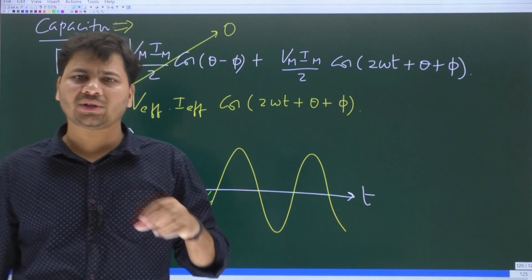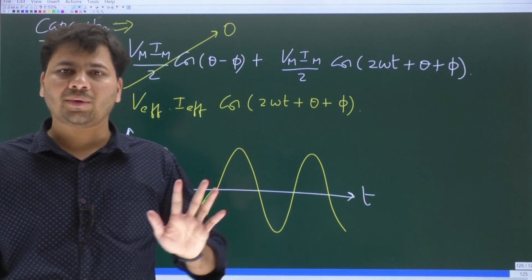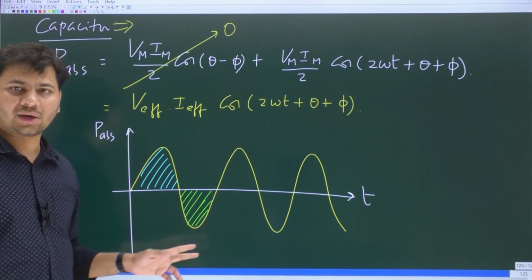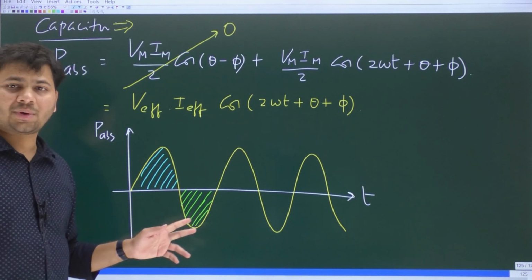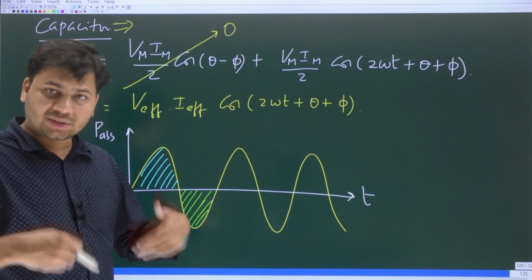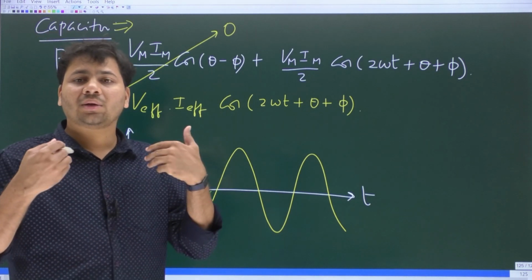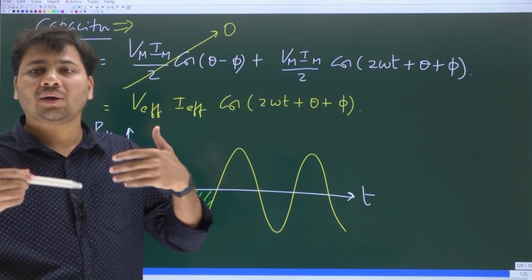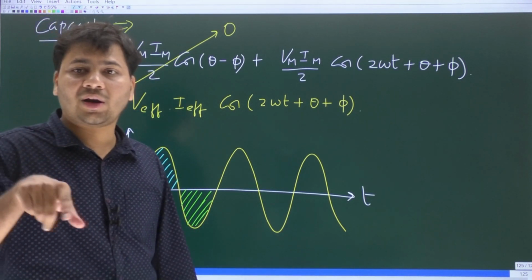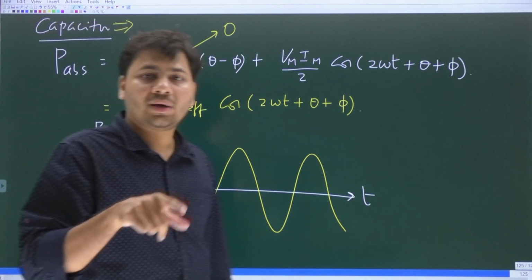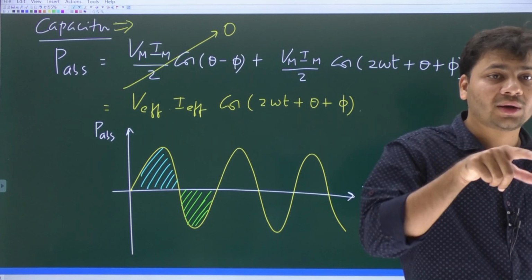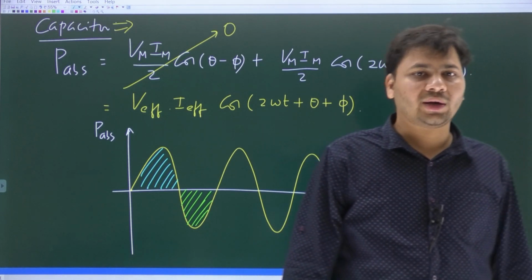In general, active means any element that can deliver or supply power. So here, during the negative half cycle of this waveform, power absorbed is negative, which means the cap is actually supplying power. But still we call the capacitor a passive element. So what is an active element? An active element is that element which can deliver an average power which is greater than 0.